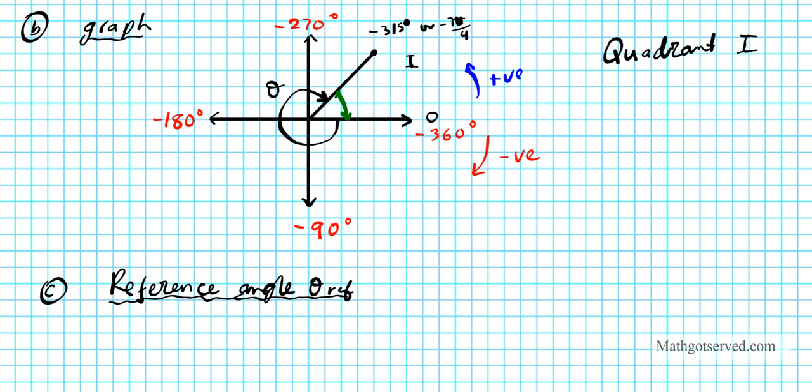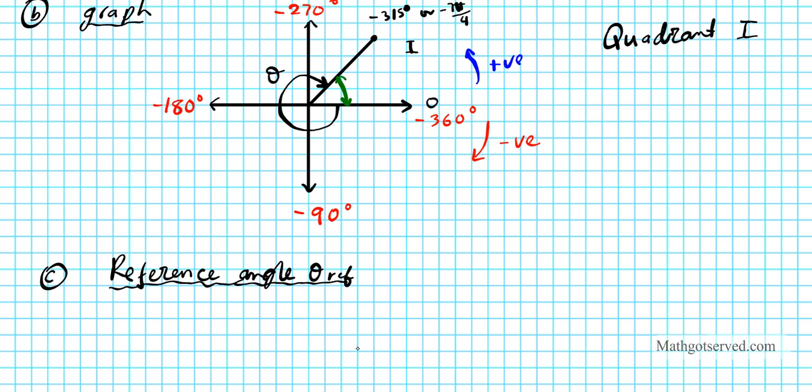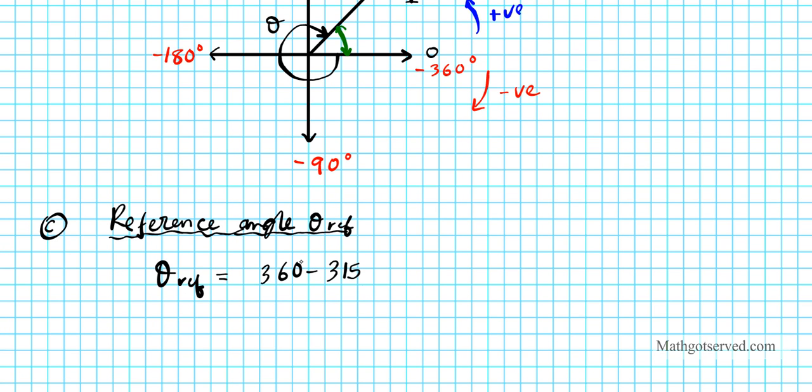So the question is, how many degrees separates 315 from 360? So to get your reference angle, we're going to carry out the following computation. Theta reference is going to be 360 minus 315. Okay? Reference angle is always positive. So that's why you drop the negatives, okay? So just forget about the negatives. So 360 minus 315 is 45 degrees. So there goes your reference angle in degree form.